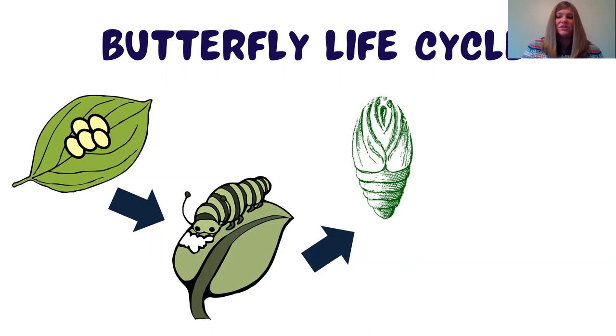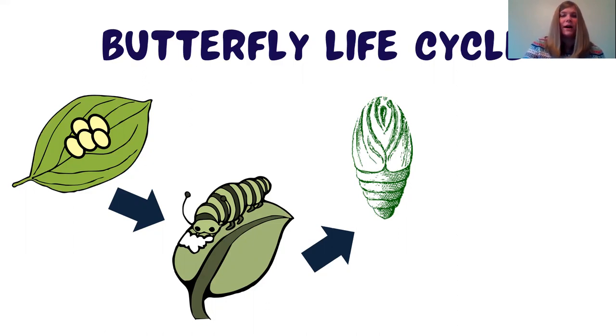Now, during this stage, the cells inside the caterpillar's body are changing, and it's growing things like legs and eyes and wings and other parts that the butterfly needs that it didn't have before. And this can take anywhere from a few weeks to months. It just depends on what species of butterfly it is.